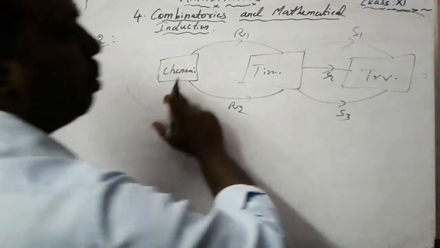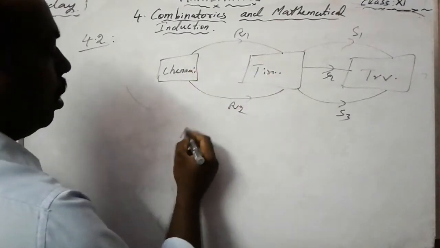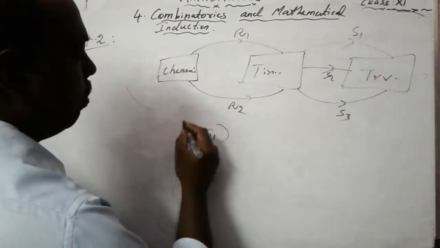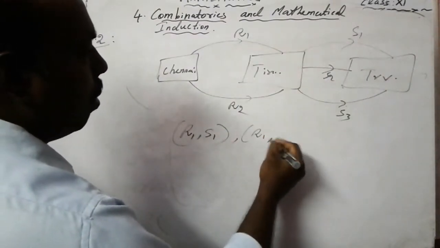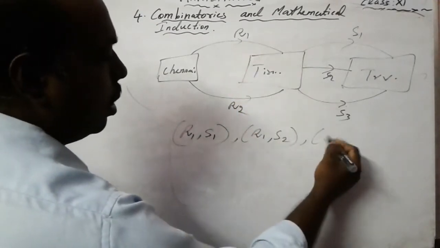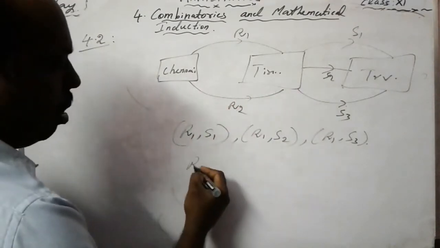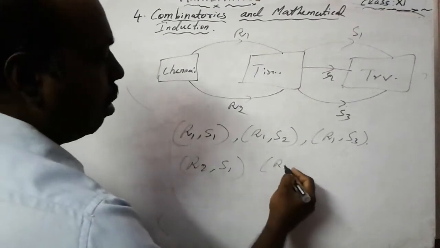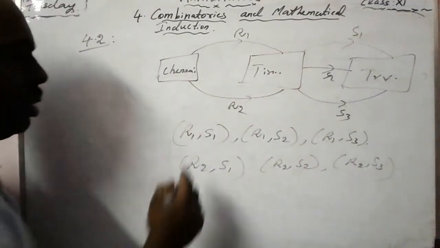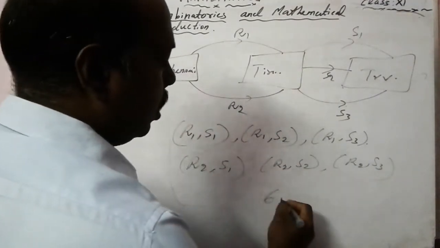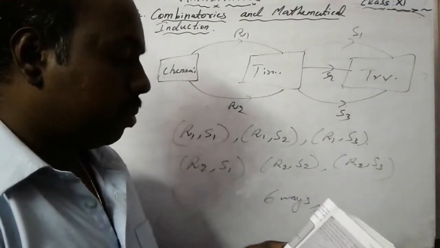If we want to travel from Chennai to Tirunelveli, what are the ways? R1, S1, first choice. Then R1, S2. Then R1, S3. Then if we select the second road, R2, S1, then R2, S2, then R2, S3. So the number of ways is 1, 2, 3, 4, 5, 6. 6 ways we can select. That is the answer. Understand?